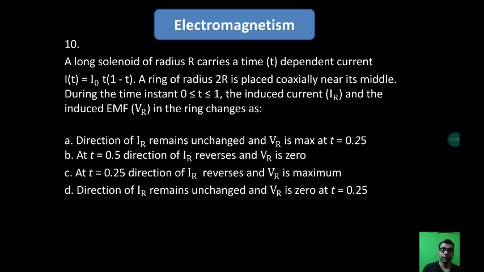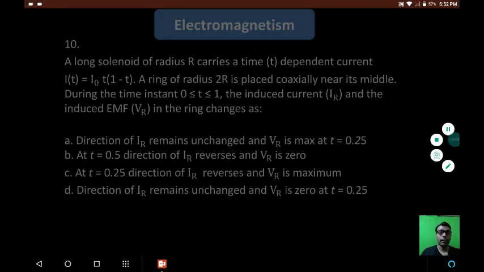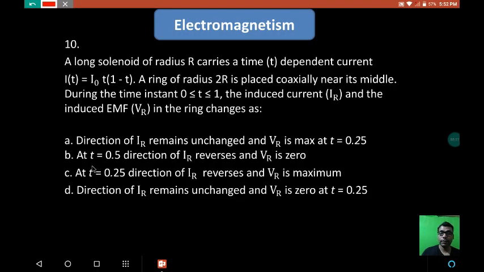The option is, this is the option, that at 0.5 direction of IR reverse with the VR equals to 0. So B is the answer.